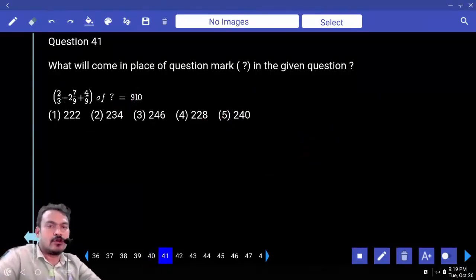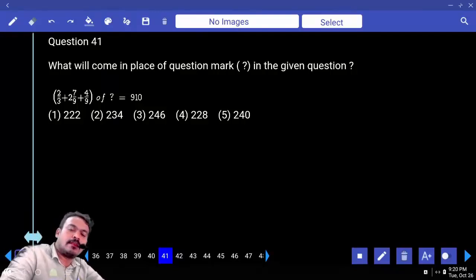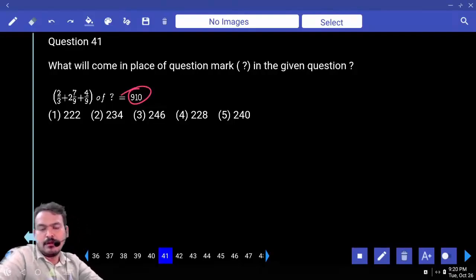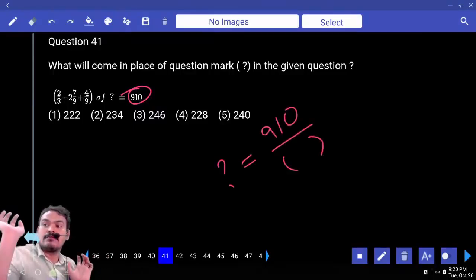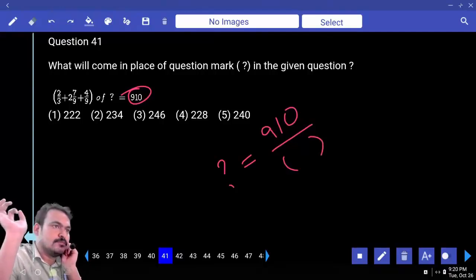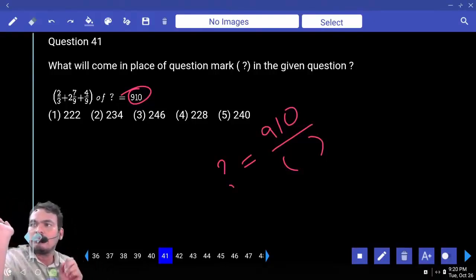Next 41 to 50, simplifications. 2 by 3 of 2 7 by 9 plus 2 by 2 7 by 9 plus 4 by 9 of something equal to how much value? 910. What is the right hand side value? 910. But the left hand side value is some value or not? Then the question mark Q equals 910 by the bracket value or not? Something value equals right hand side by left hand side value or not?